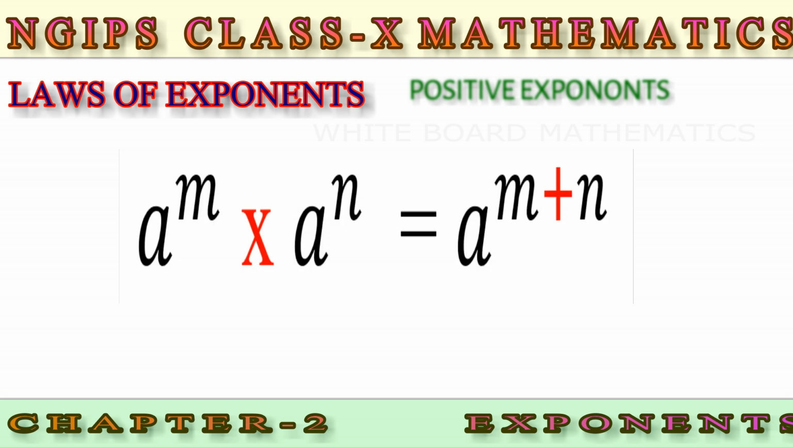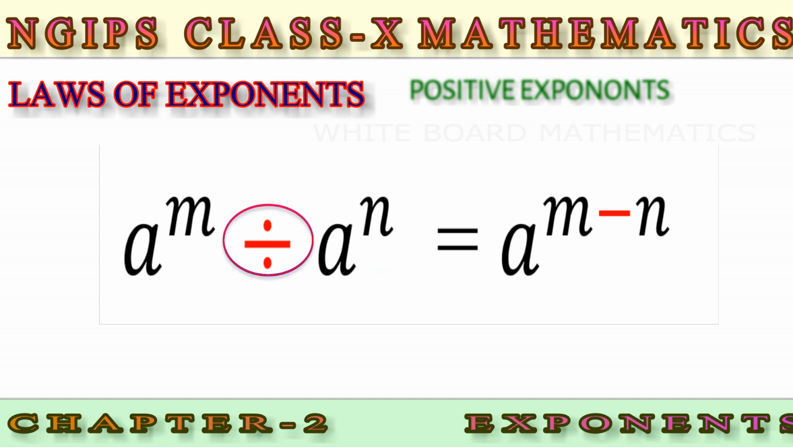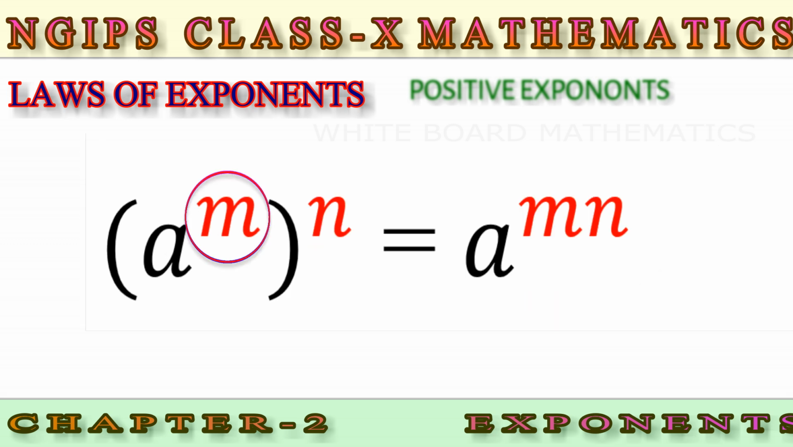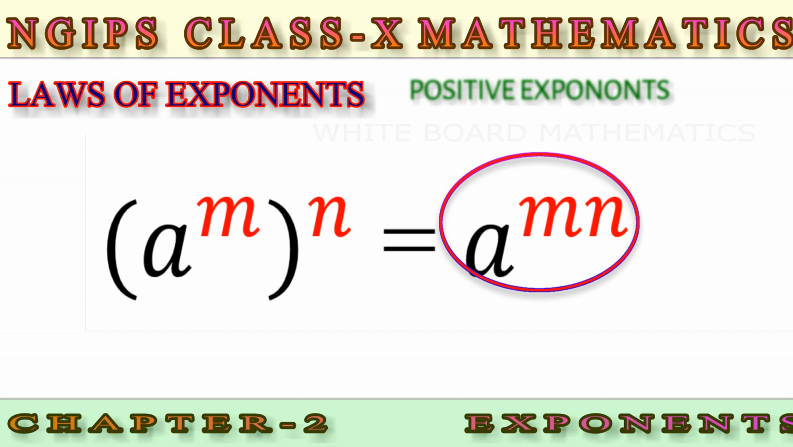Here we have any two integers, so a to the power m into a to the power n is equal to a to the power m plus n. That is, whenever the bases are same and you are trying to multiply them, then the exponents will be added. If the bases are same and you are trying to divide them, the exponents get subtracted. That is a to the power m divided by a to the power n, which is a to the power m minus n. Now if you are trying to find out the power of a power, that is a to the power m whole to the power n, that is equal to a to the power mn, that is a to the power product of both the exponents.